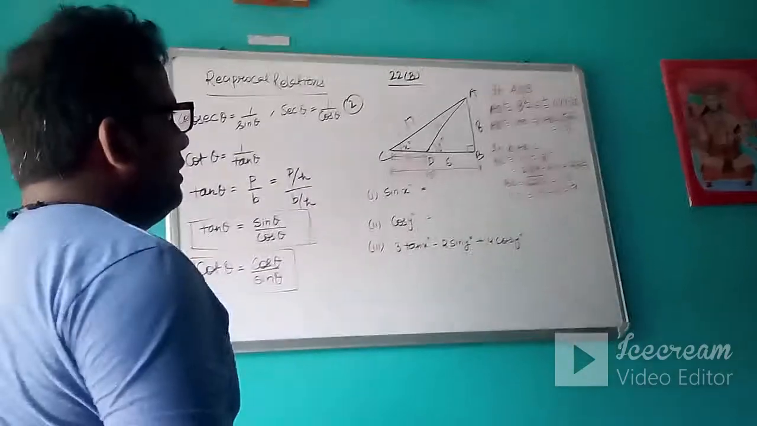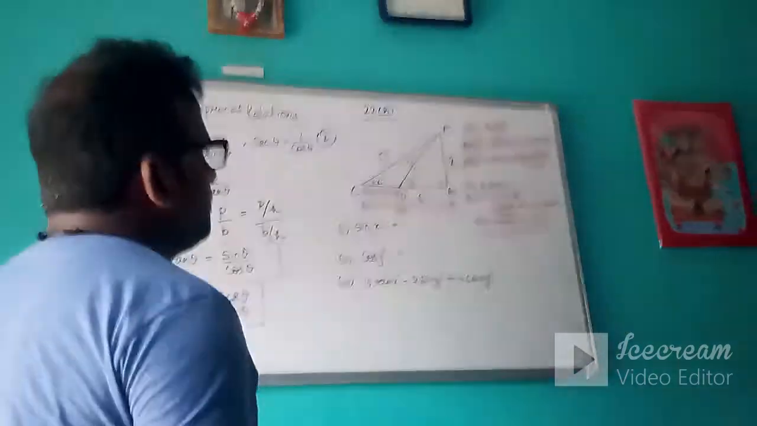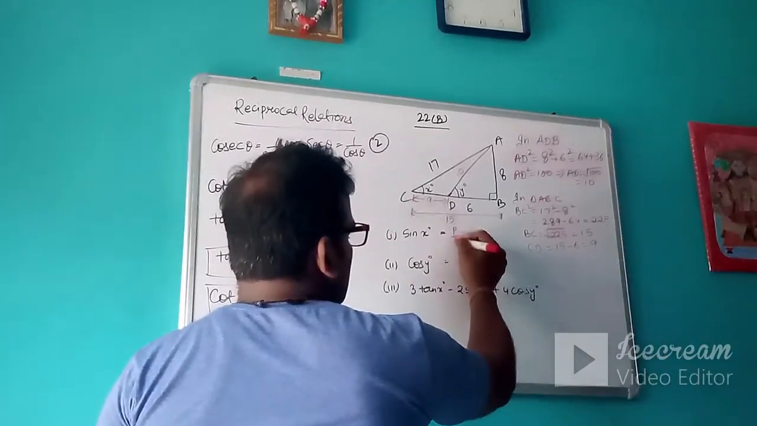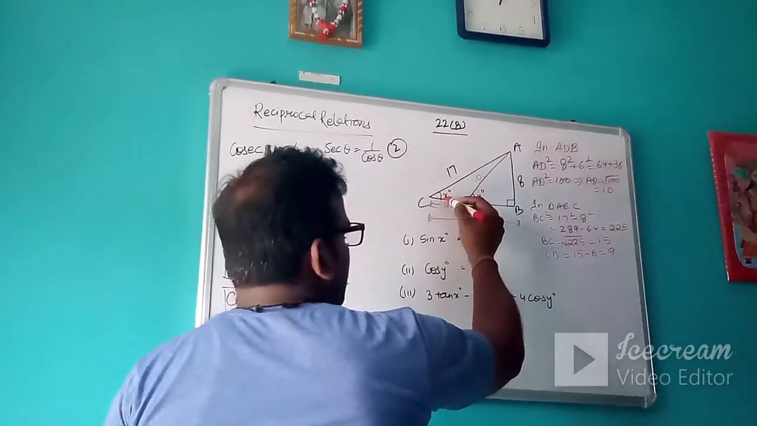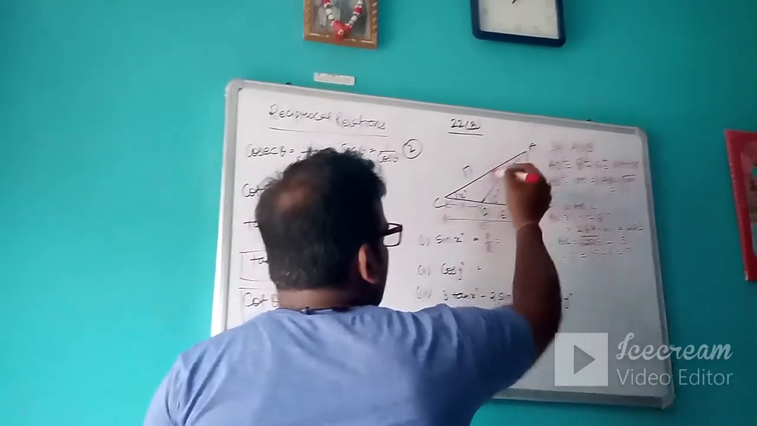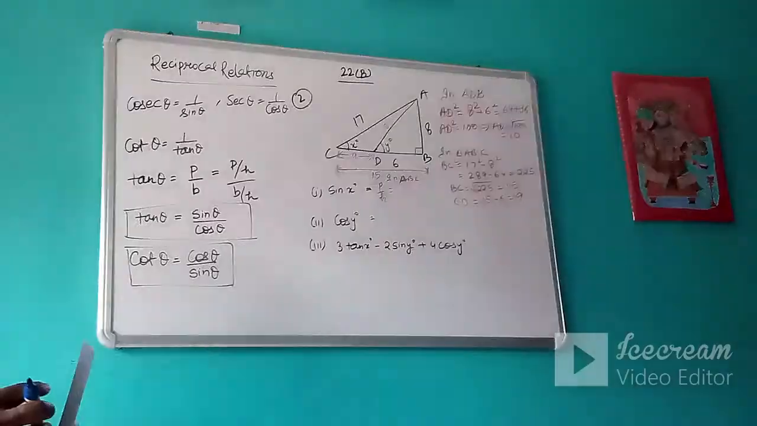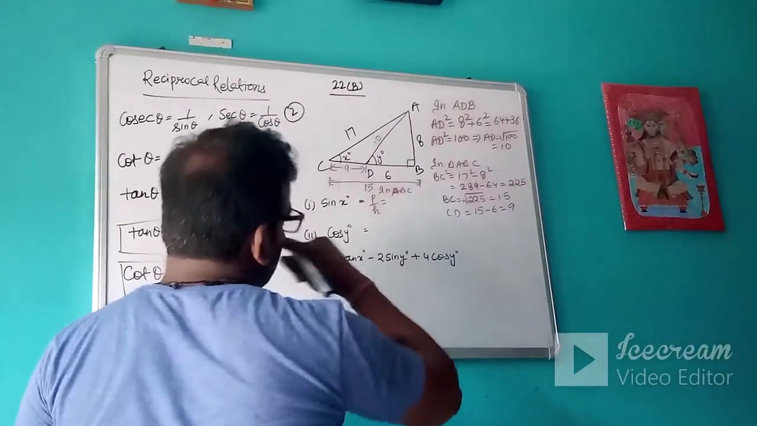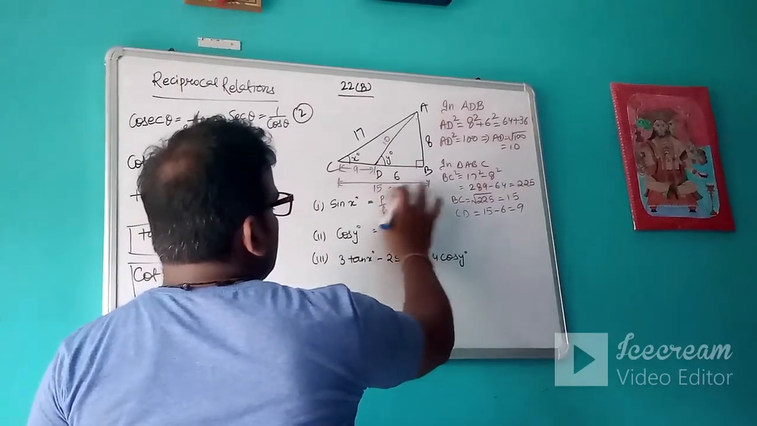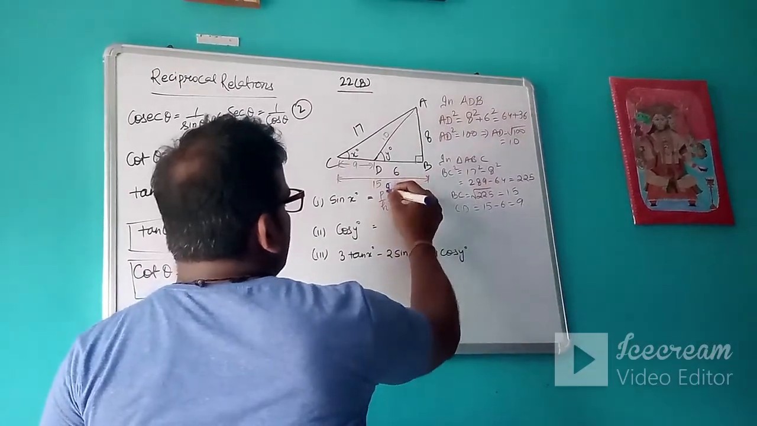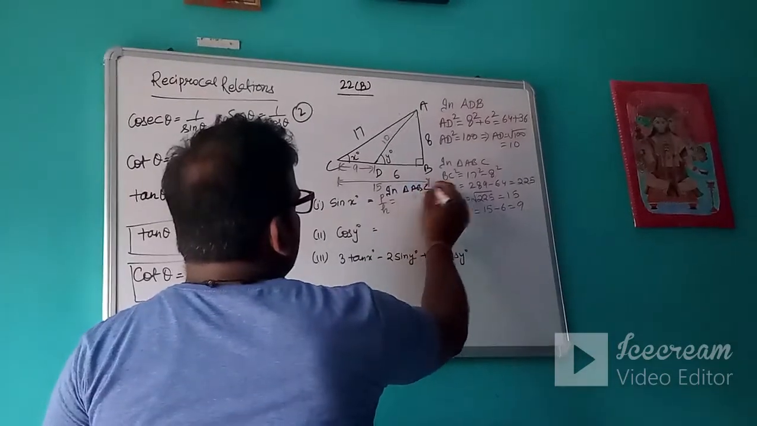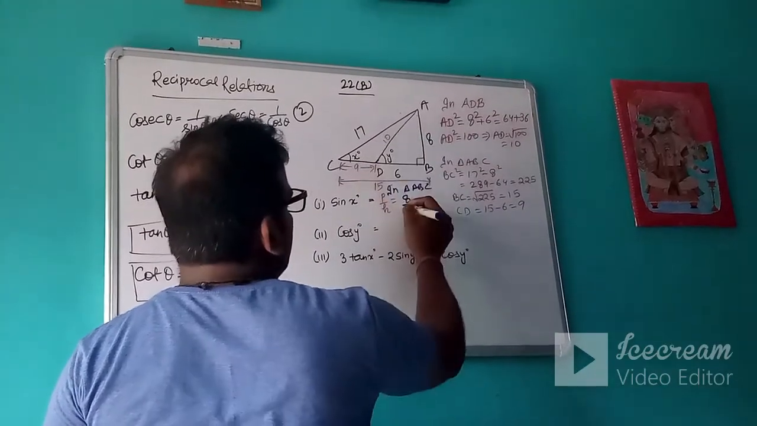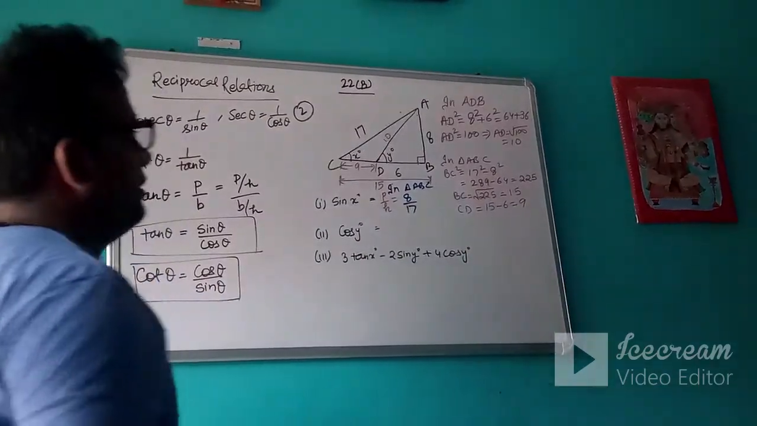Now we will calculate the value of the trigonometric ratios. First thing which is asked is sine of x. What is sine? P upon h. For this x, which triangle will we consider? The big triangle, triangle ABC. For this x, what is the perpendicular? 8, and what is the hypotenuse? 17. So this is your sine x.